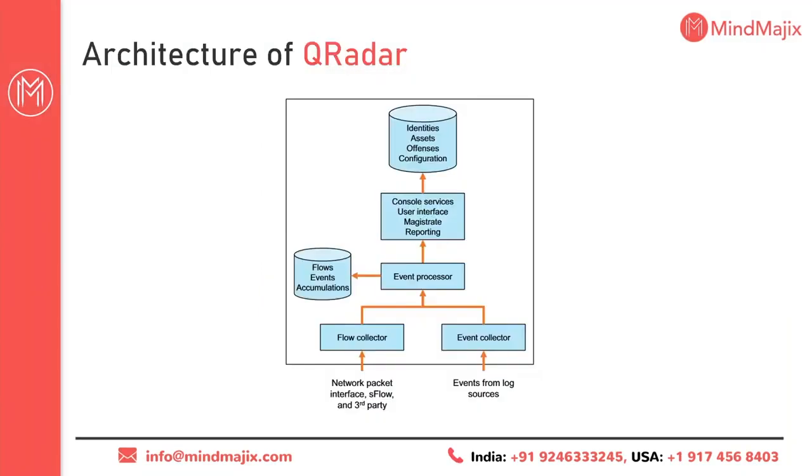So this is the architecture of QRadar, how QRadar works. We have different collectors working at the bottom. We have a flow collector and an event collector. They receive data from multiple sources. Whenever QRadar is connected with any machine, these two collectors are connected with it. This connection is made on the logical phase. Basically they are connected with Ethernet and all, or maybe they can be connected with Wi-Fi as well. So they will receive the information.